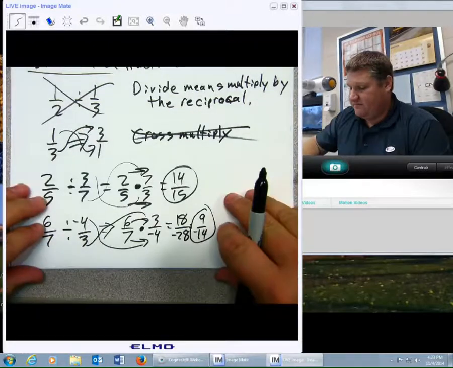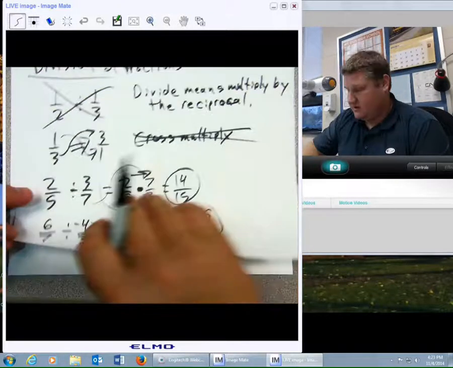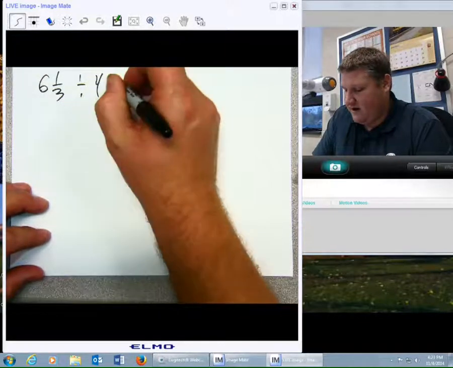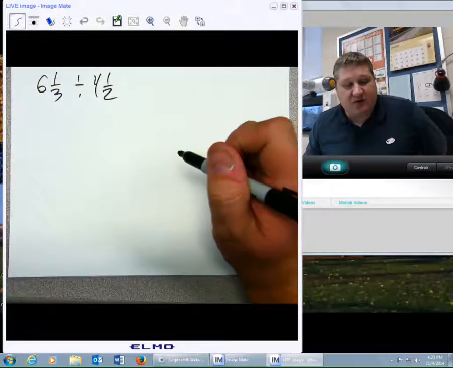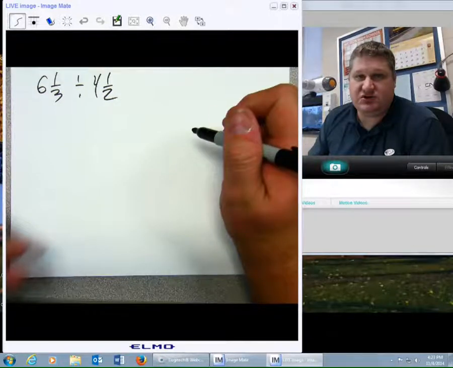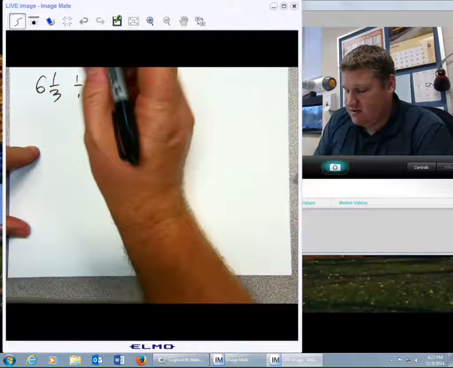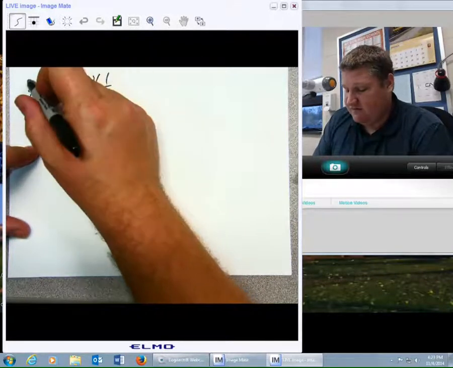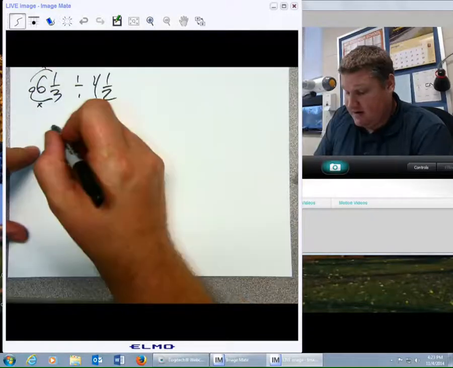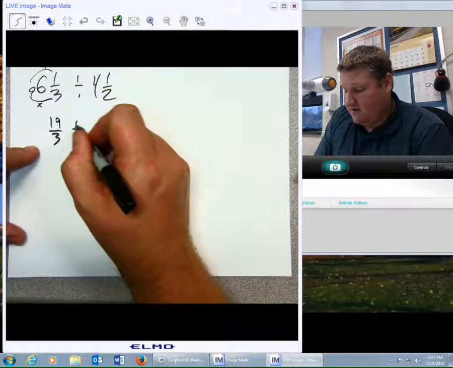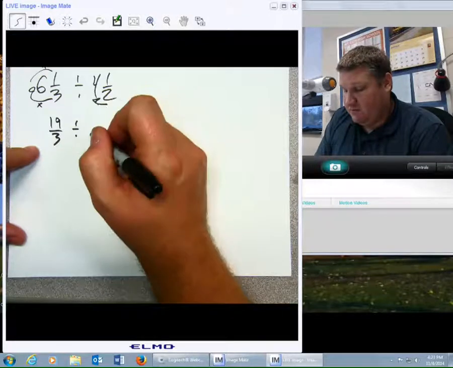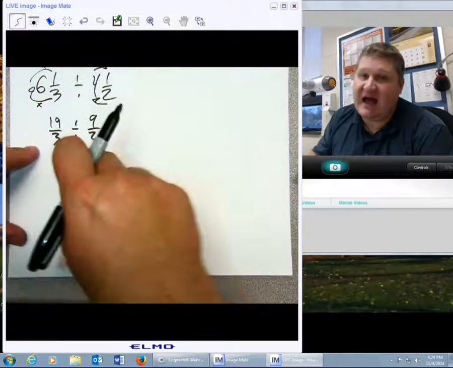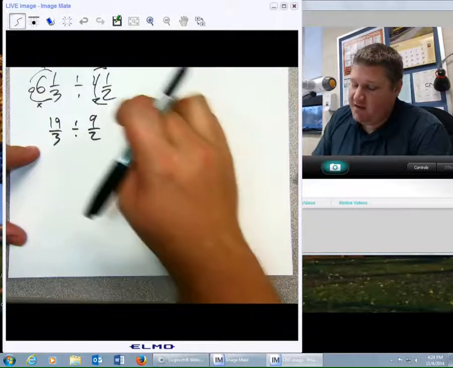Now, let's say we have mixed numbers. If we have mixed numbers, 6 1/3 divided by 4 1/2, the same thing applies to division as multiplication. You simply do exactly the same thing by turning them into improper fractions first. So 6 times 3 is 18, plus 1 more is going to be 19/3. Divided by 4 times 2 is 8, plus 1 more is 9. And at this point, you'll notice I have not changed anything besides making it improper.